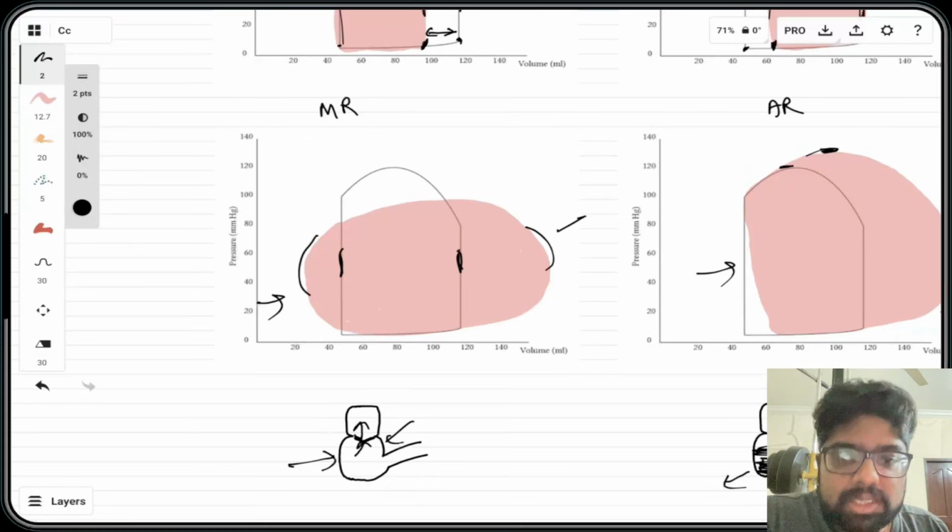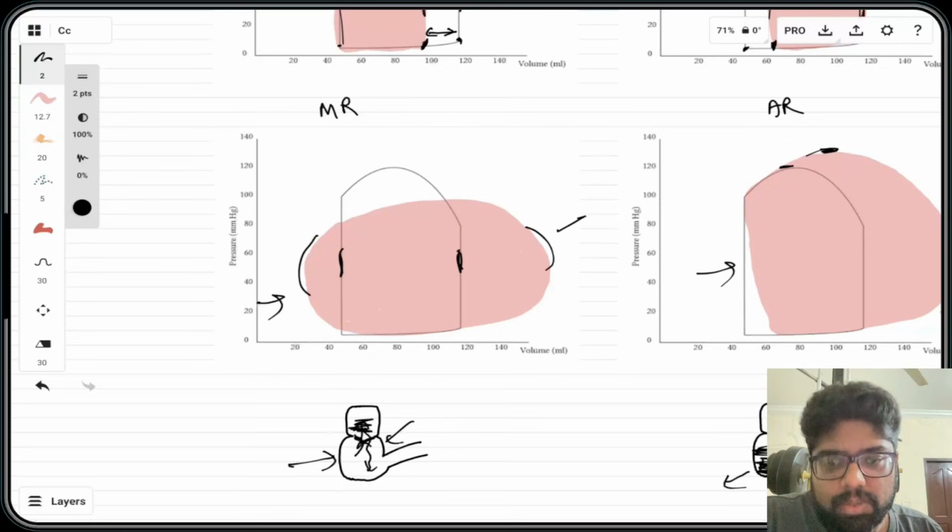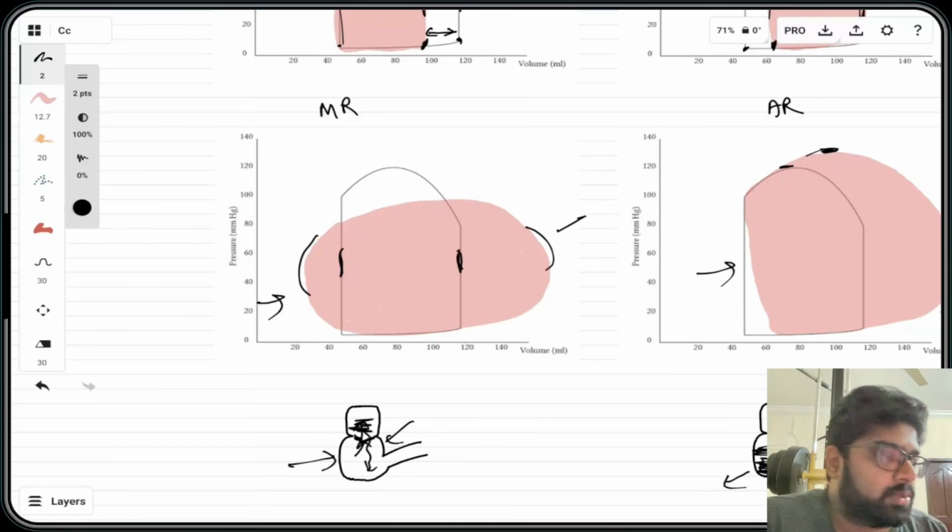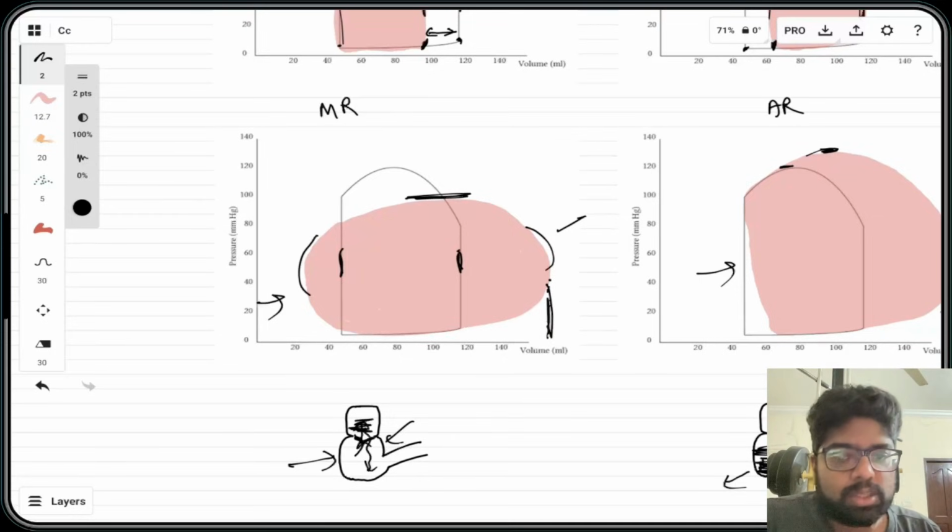But what happens as a result of this? That means this extra blood which is now present in the atria is going to find its way downstream, right? Sooner or later, it is going to end up inside the ventricle. That means what will happen to the end diastolic volume? That will increase, which is evident here. The end diastolic volume in mitral regurgitation has increased. Now, compared to aortic regurgitation, the next difference that you notice is a significant reduction in peak systolic pressure.